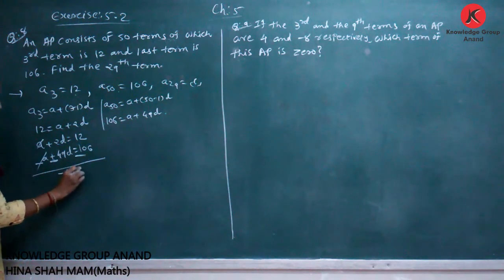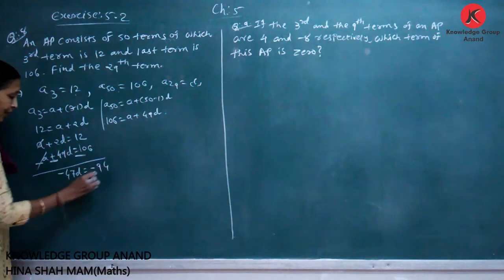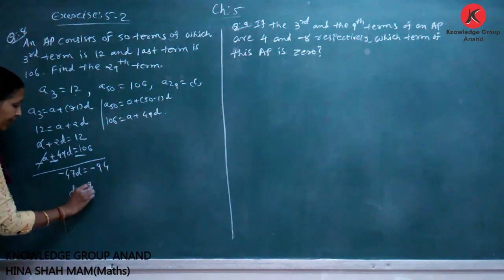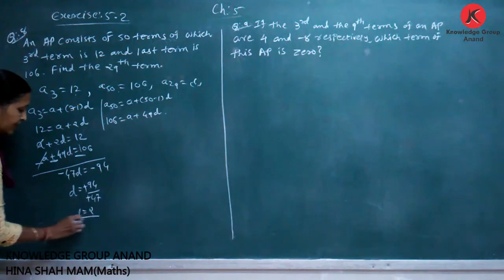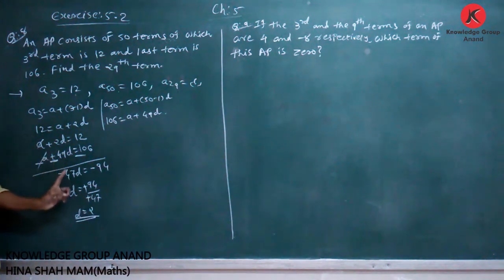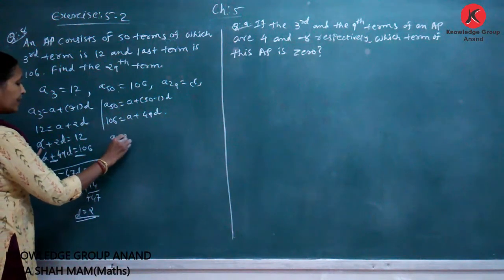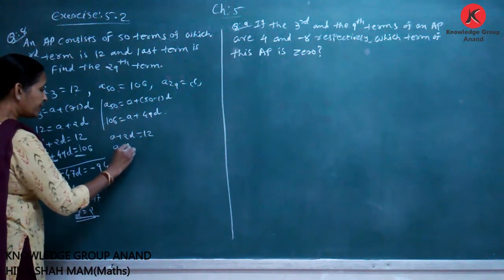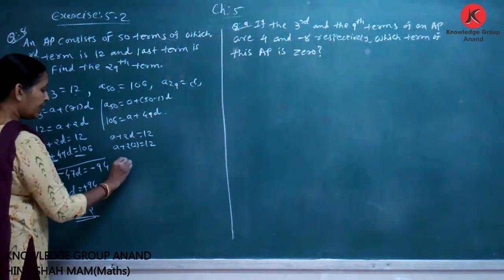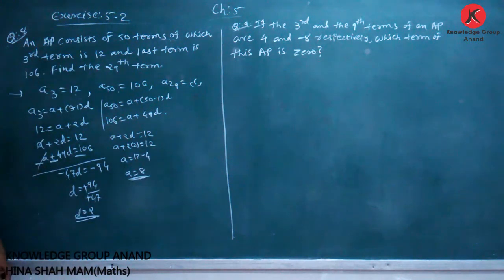Subtracting, minus 47D is equal to minus 94. D is equal to minus 94 divided by minus 47, so D is equal to 2. Then find A. In equation 1, A plus 2D is equal to 12. A plus 2 into 2 is equal to 12. A is equal to 12 minus 4. A is equal to 8.